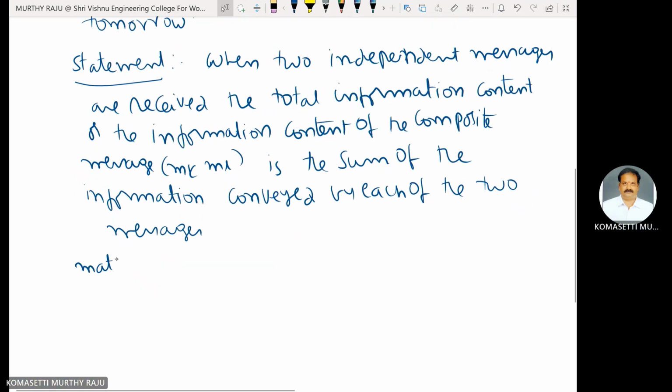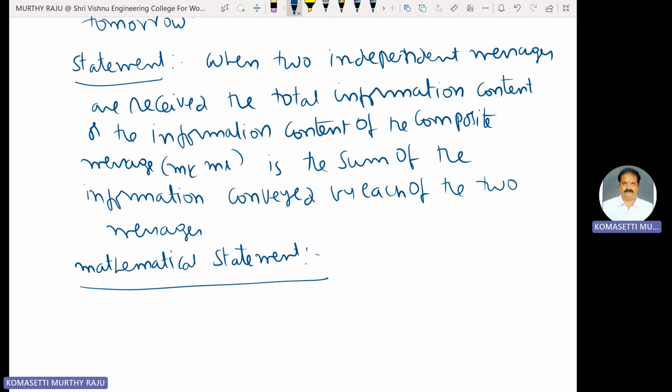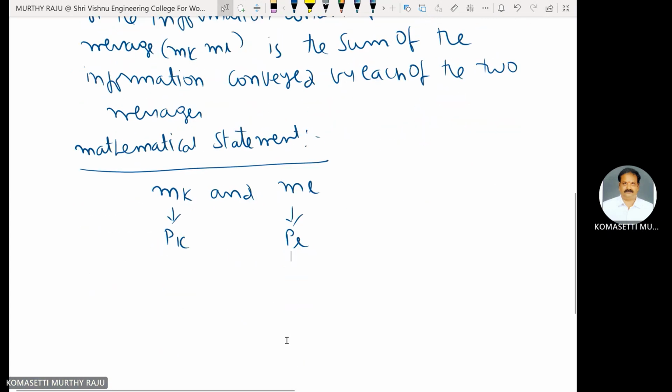Mathematical statement. Two messages are emitted by an information source, M of K and M of L. Probabilities of occurrence of such two messages are P of K and P of L. The information content, or the amount of information, in the kth message is I of M K. The information content in the Lth message is I of M L.